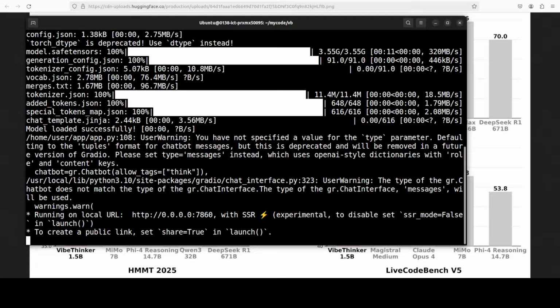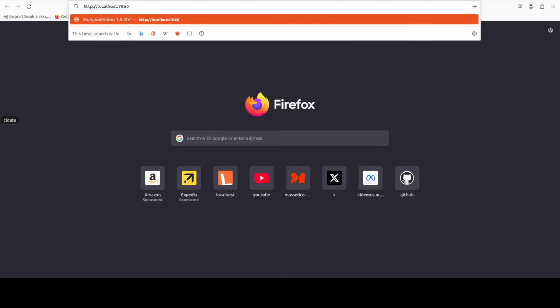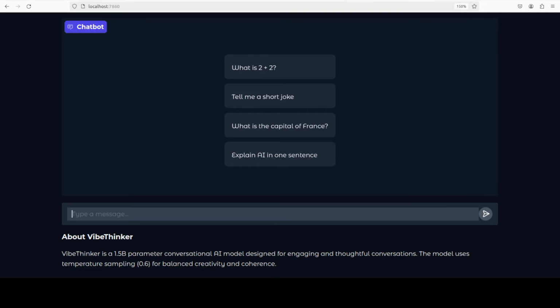And now you can see that our Gradio demo is running. Let's access it on our local host at port 7860. And this is what the Gradio interface looks like. Now let's test it out.